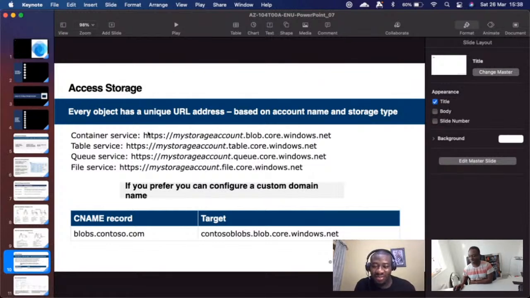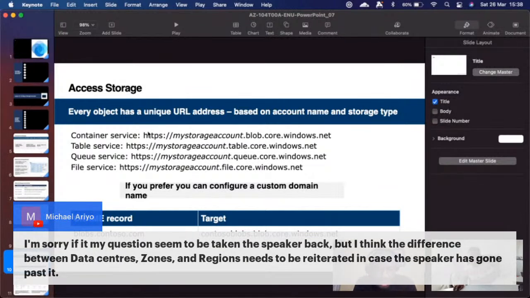Yeah, absolutely. Thank you for that. So I've got another follow up from Michael. Michael, I want you to throw more emphasis on the difference between, let's say, the storing of the data locally into a specific data center, the zone and the region. We want you to bring more emphasis on that one to make people have more clarity when we talk about data center, zone, and also the region.